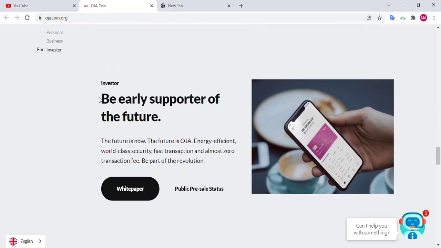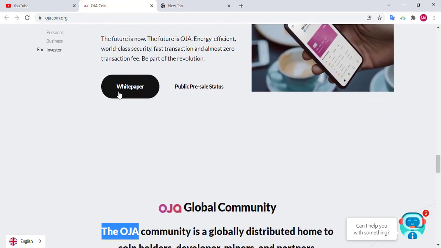Investor. Be an early supporter of the future. The future is now. The future is OJA. Energy efficient world plus security. Fast transaction and almost zero transaction fee. Be part of the revolution. Just download the white paper and read there more information.